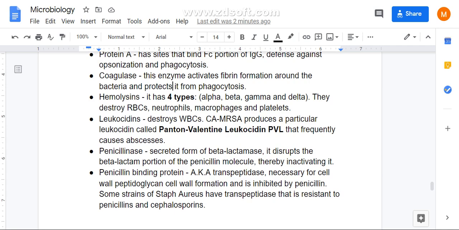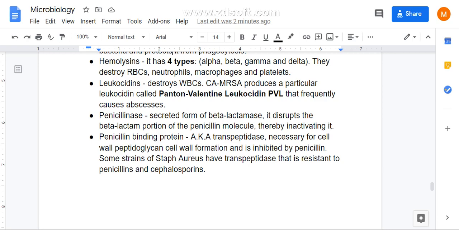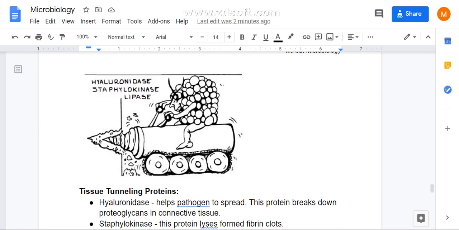It's a bit more dangerous. It has more defenses. Okay. So tissue tunneling proteins, they're the three you need to remember. And this helps Staph to invade further into tissue, right into the body.